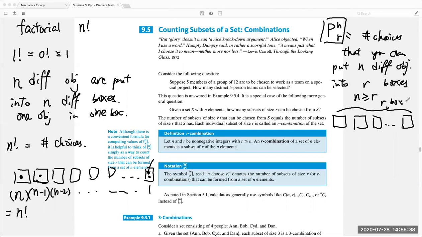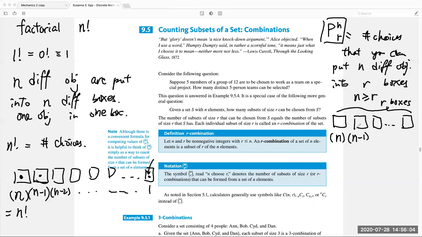Have you learned NPR in mathematics? I think we learned it in a map. I don't know. Okay. For the first box, you have n choices, okay?